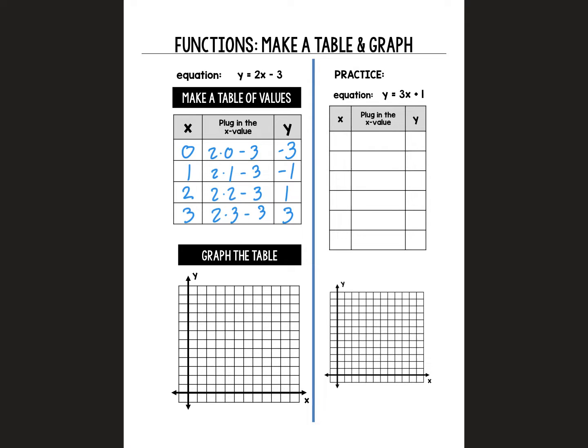Let's plot these points. So (0, negative 3) would not show up on this graph, but (1, negative 1) would, as well as going right 2, up 1 for (2, 1). And then the third point is (3, 3). So you go right 3, up 3.